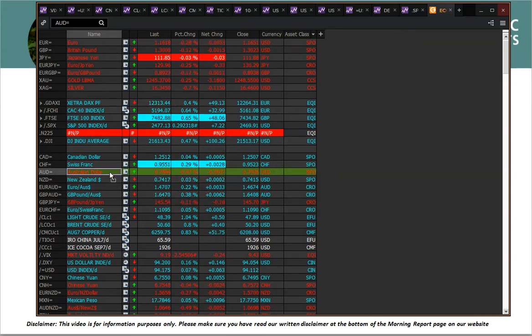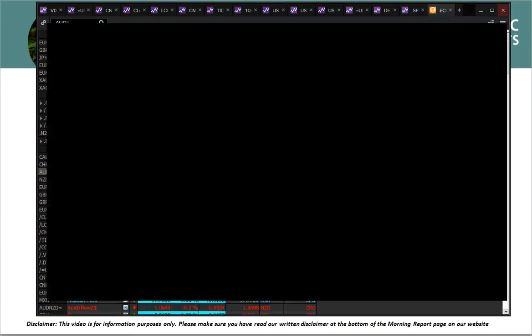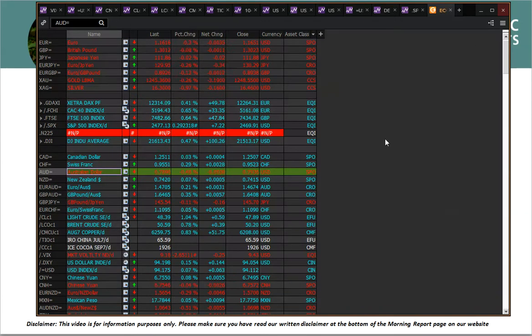the other interesting mover is the Aussie today, whereby we had Australian CPI inflation missing on the Aussie, and it was a negative surprise on CPI for both quarter on quarter and year on year. So yeah, the Aussie under pressure on the back of that.